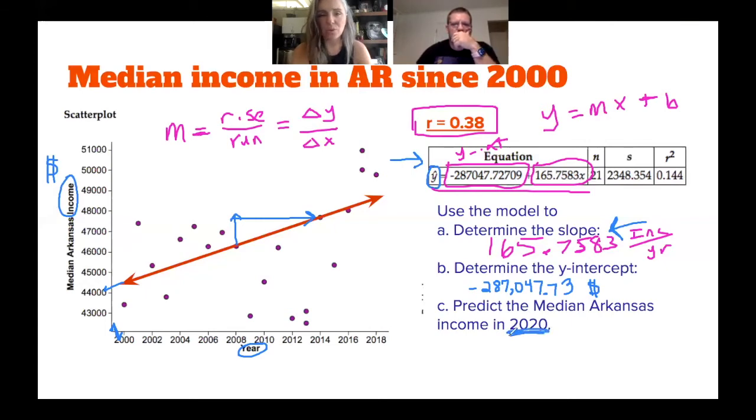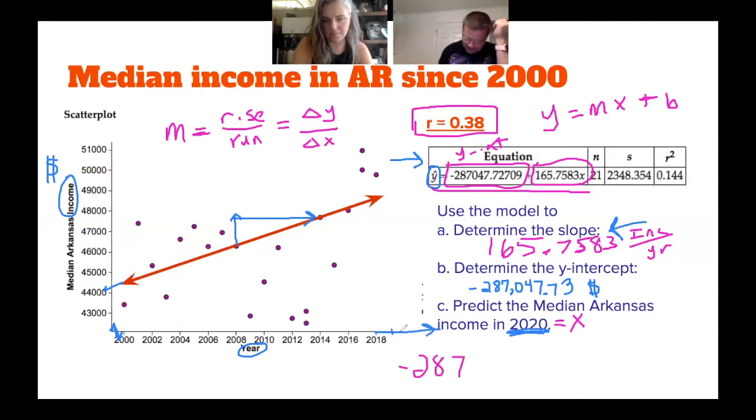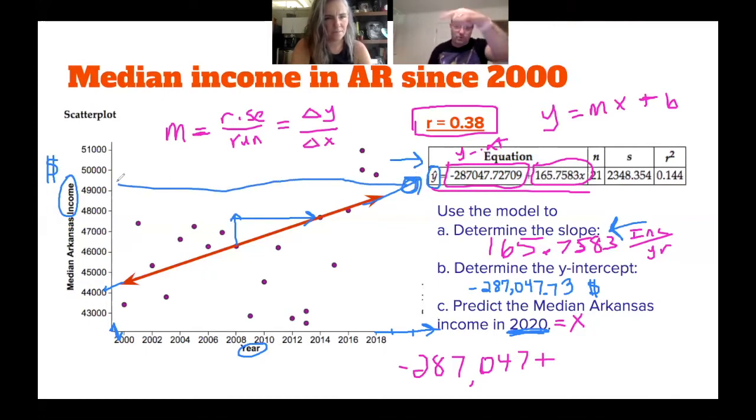So let's think about predicting for the year 2020. How could we use an equation to predict for 2020? Well, that's the X, right? So I have to put this number in. So I'm going to have negative 287 plus 165. By the way, $165 a year is how much more you make per year. That's a pretty crummy raise.